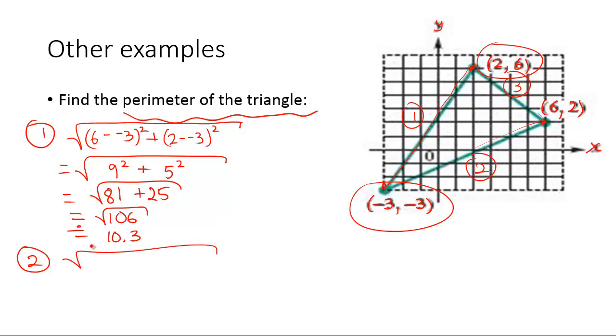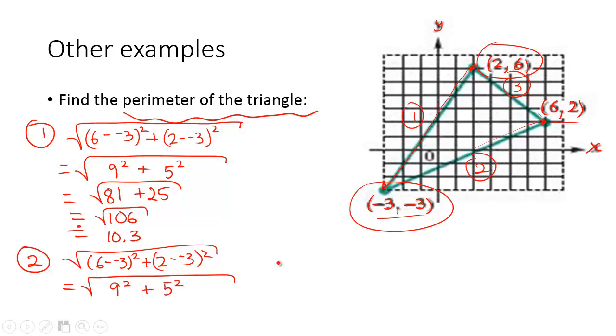Okay, the second part will be between these two. So I'll start with the x now. It's up to you. 6 minus negative 3 squared plus 2 minus negative 3 squared gives us also 9 squared. And then 5 squared. Interesting. Well, isn't that the same thing? That is the same thing. Root 106, approximately 10.3. This notation, there's a few different ways of writing it.